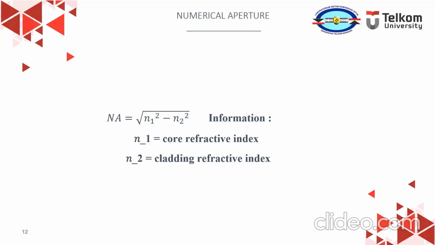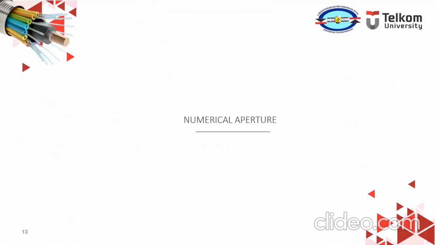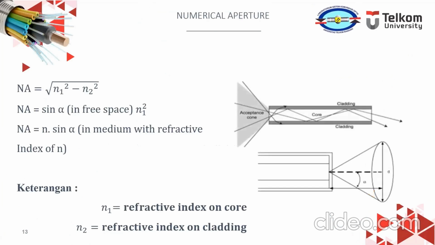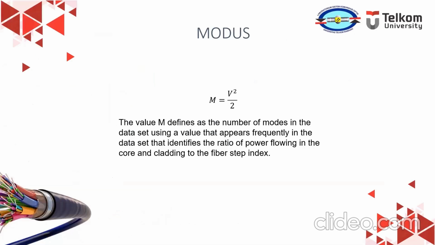NA equals the square root of the core refractive index squared minus the cladding refractive index squared. NA equals sin A in free space. NA equals n sin A when we use it in a medium with refractive index n.